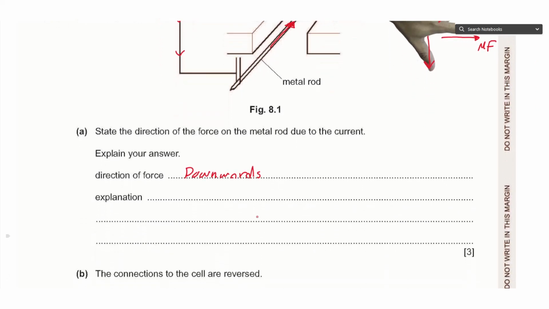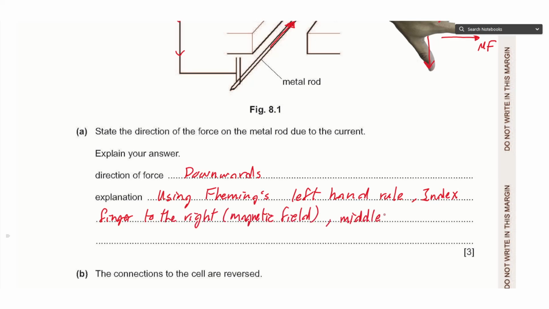And the explanation is explaining how we used Fleming's left-hand rule. So first we say using Fleming's left-hand rule, index finger to the right, that's magnetic field, middle finger or second finger into page, that is the current. And now we have the thumb downwards. We already said that this is the force direction.